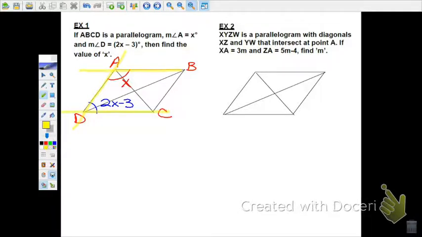Consecutive means one right after the other. Okay? So it's kind of like adjacent, only when we talked about adjacent angles, they shared a vertex. They're consecutive because one comes right after the other. They're next to each other. So that's what it means to be consecutive.